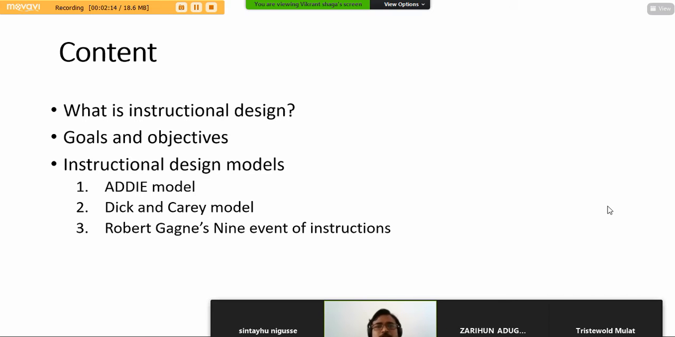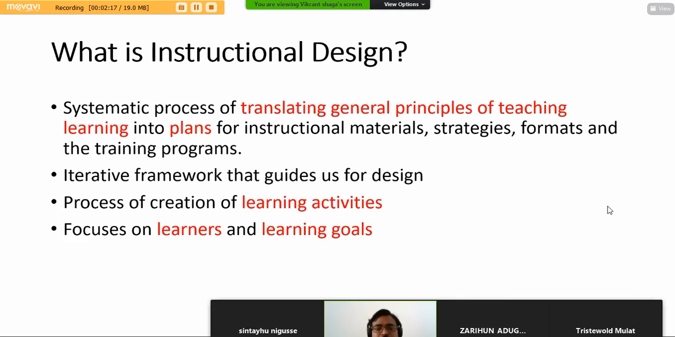Okay, so what is instructional design? As a teacher, as a course instructor, you have to collect information, the teaching learning plan, whatever teaching learning material you have, into plans for instructional materials, strategies, formats, and training programs. You have to translate the general principles of teaching and learning into plans for instructional materials, strategies, formats, and training programs, right? So general principles of teaching and learning means, what was the traditional teaching and learning?